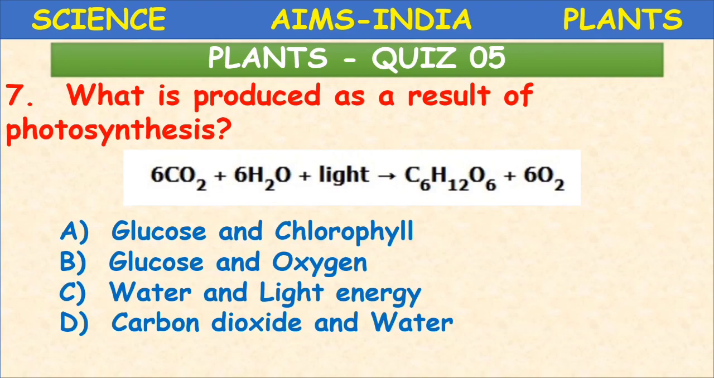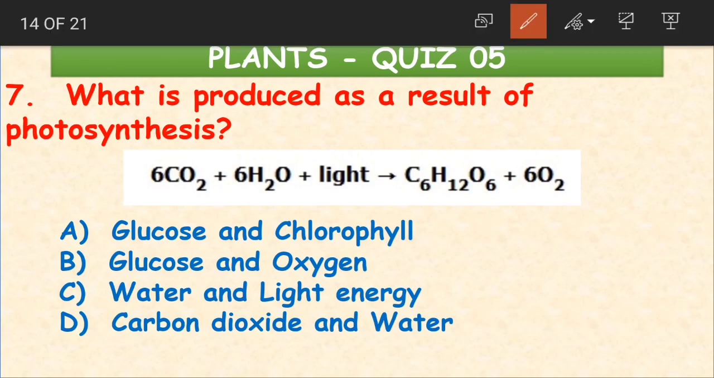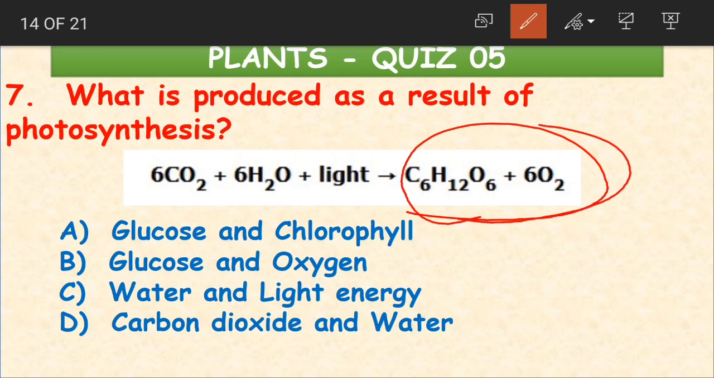6CO2 plus 6H2O plus light results in C6H12O6 plus 6O2. It is nothing but what? All this carbon dioxide and water and light is resulting in this, this is our answer actually. Here it is in an equation form. Here it is written in words. So we have to tell now which is the correct answer.